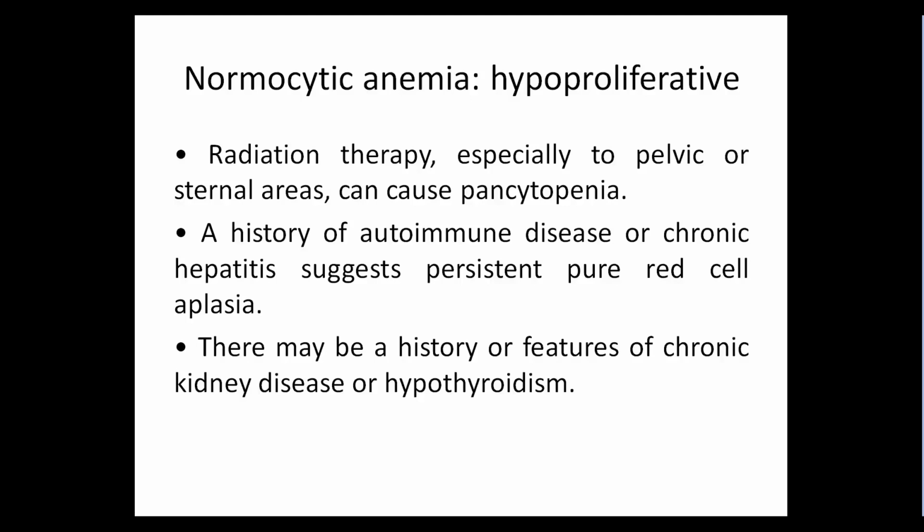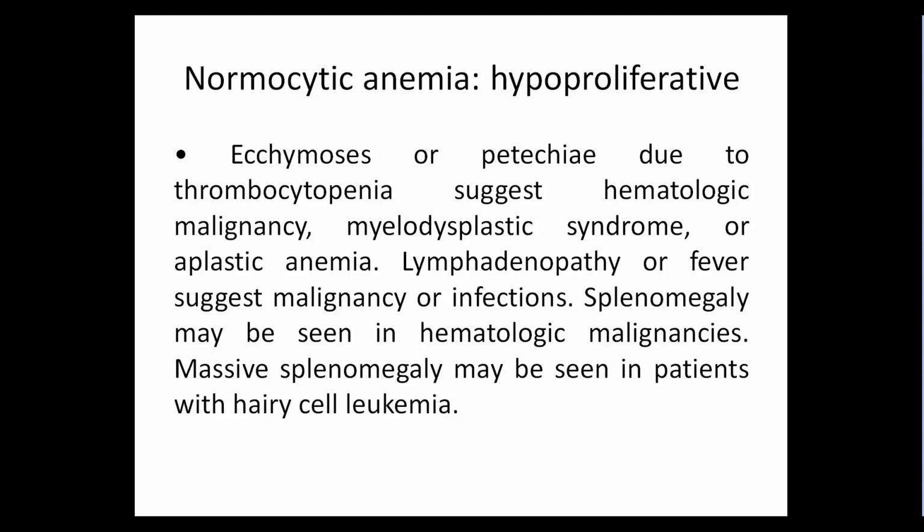A history of autoimmune disease or chronic hepatitis suggests persistent pure red cell aplasia. There may be a history of features of chronic kidney disease or hypothyroidism. Ecchymoses or petechiae due to thrombocytopenia suggest hematologic malignancy, myelodysplastic syndrome, or aplastic anemia. Lymphadenopathy or fever suggest malignancy or infection. Splenomegaly may be seen in hematologic malignancies. Massive splenomegaly may be seen in patients with high-risk leukemia.